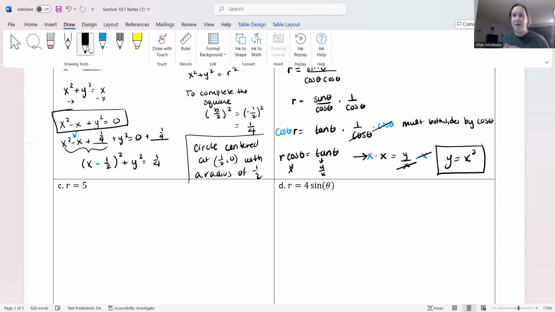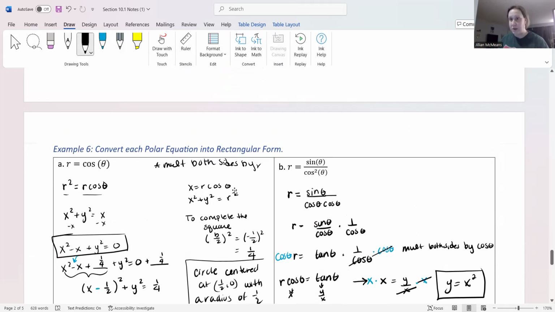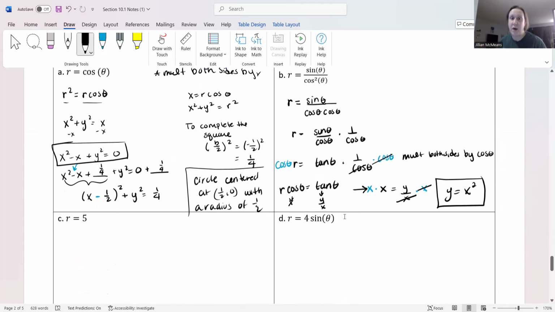So that's kind of cool, right? So just by sort of thinking, hey, could I separate this cosine squared theta? Sure, let's separate it. Well, then we have a sine theta over cosine theta, which we know looks like tangent. And then we have this leftover denominator of 1 over cosine theta. So let's see what we can do with that. Let's just multiply both sides by cosine theta. And bam, it was like magic. We got that r cosine theta on the left. We got the tangent theta on the right. We have two substitutions for that. At the end of the day, we get y equals x squared. Okay?